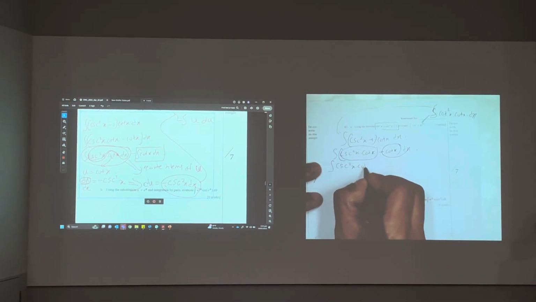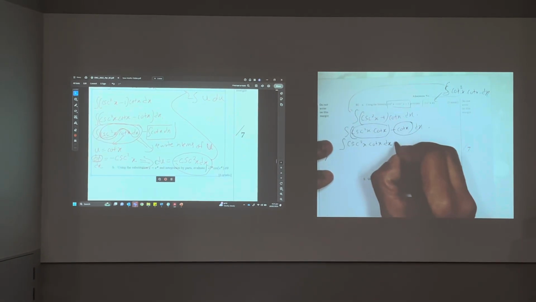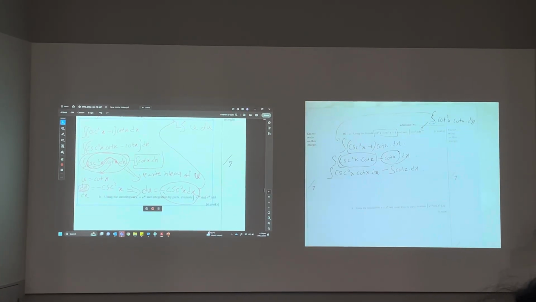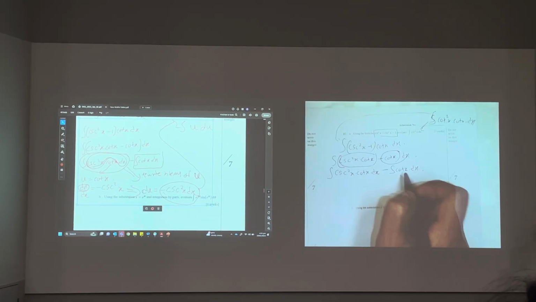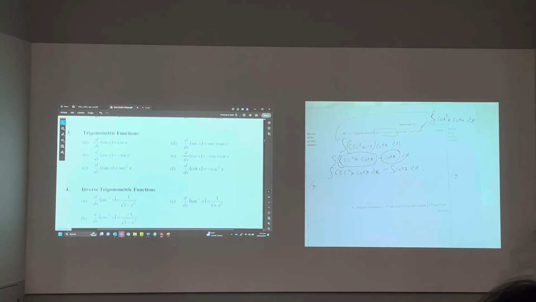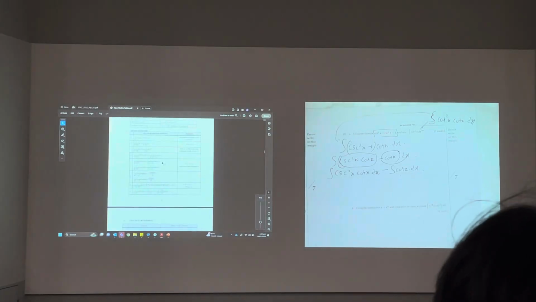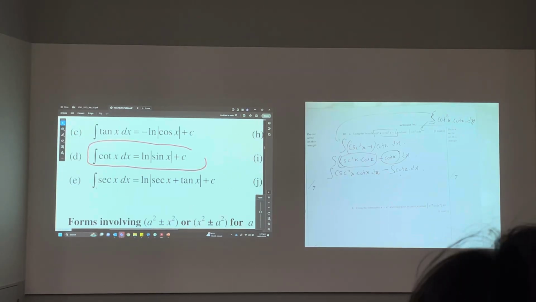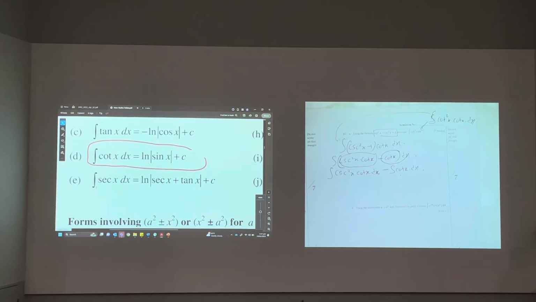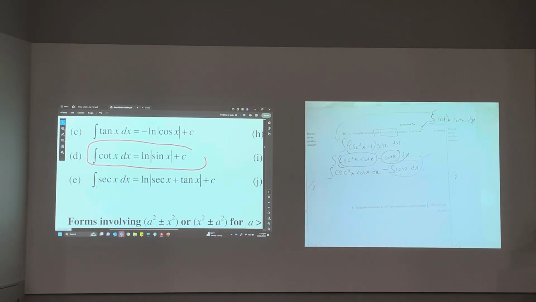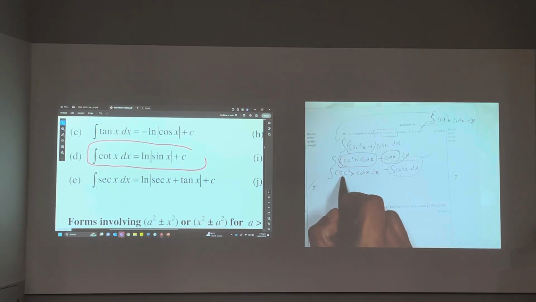Square x cos x dx minus integrate cos x dx. Integrate cos x, no problem. Negative cosecant x square, minus cosec square. Integrate cot x, no problem, log sin x. So this one, no issue. This one, no issue. So now our problem lies with this one.